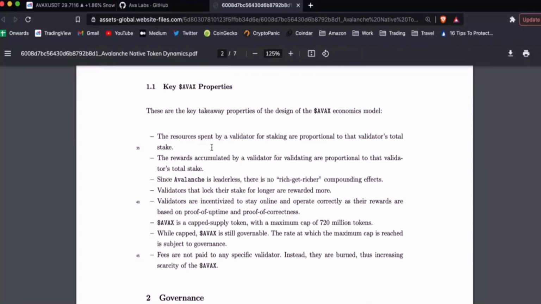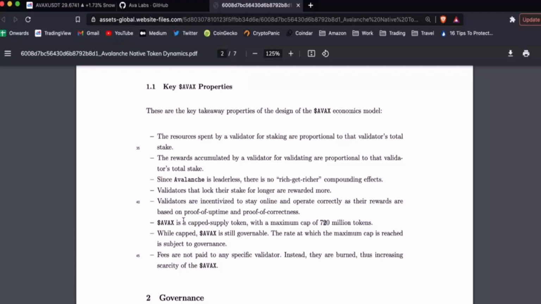The resources spent by validators for staking are proportional to that validator's total stake. This is very common in proof of stake protocols, okay? The bigger your stake, the bigger the rewards, right? The rewards accumulated by validators for validating are proportional to the validator's stake, yes. Since Avalanche is leaderless, there are no rich-get-richer compounding effects. Validators that lock their stake for longer are rewarded more as well. Validators are incentivized to stay online and operate correctly, as the rewards are based on proof of uptime and proof of correctness. And then these are some very important things here.